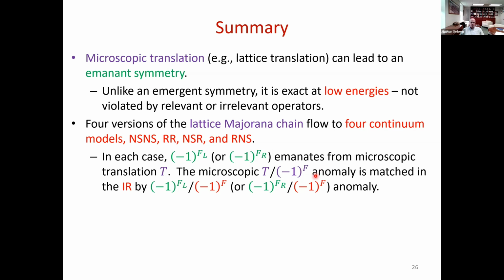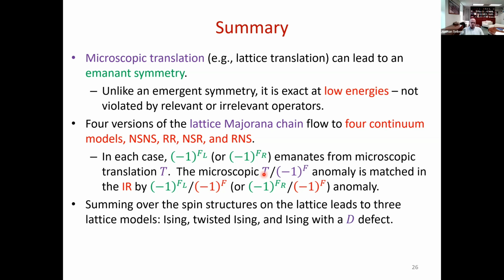And furthermore, the microscopic anomaly between lattice translation and the internal (-1)^F is matched at low energies by an anomaly involving internal symmetries, thus avoiding the question of how come there could be an anomaly in translation. There's an anomaly in translation in the UV, but in the continuum, there's no anomaly in continuum translation, but instead, lattice translation gives us an internal symmetry, and that internal symmetry can have an anomaly.